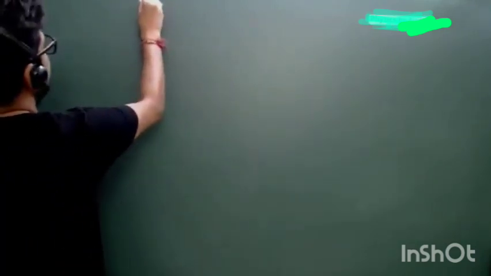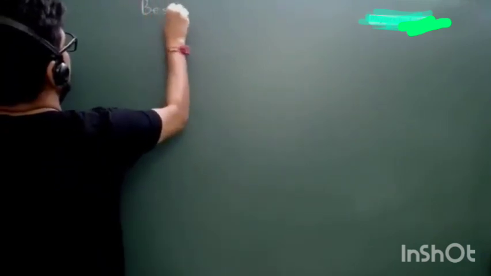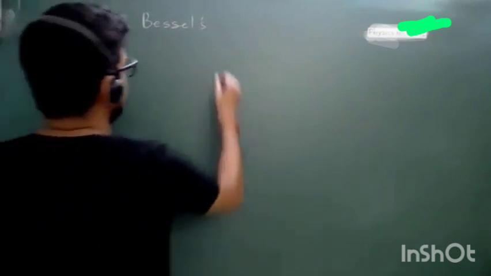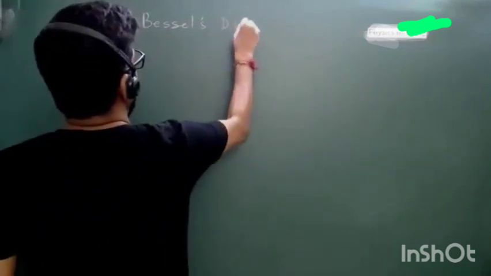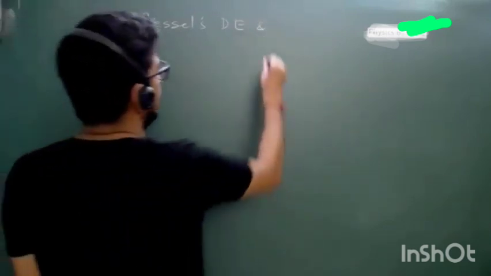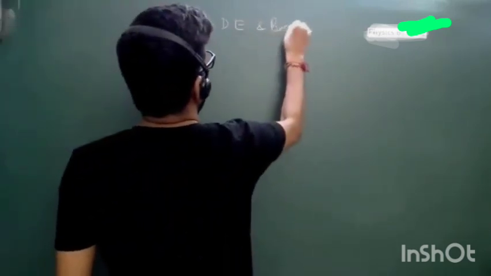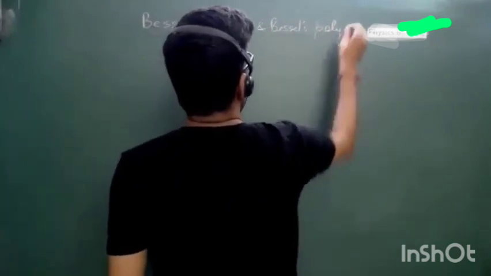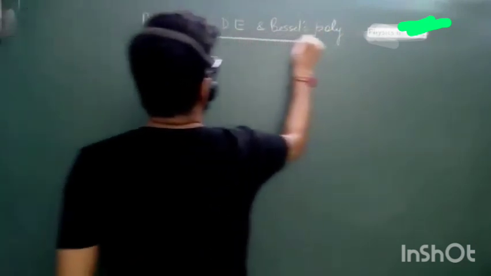Okay, so the second one is the Bessel's polynomial and Bessel's differential equation. Okay, so Bessel's differential equation and Bessel's polynomial, correct? Bessel's differential equation and Bessel's polynomial.